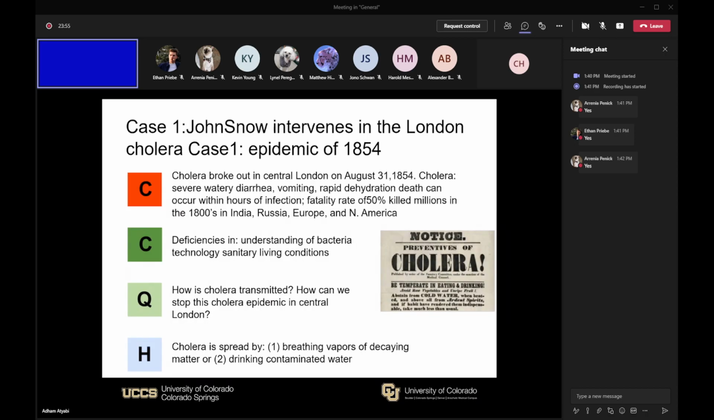Now let's take a look at this case. The outbreak started on the evening of August 31, 1854. John Snow had investigated some previous epidemics, so he suspected that the water from a community pump well at Broad and Cambridge Street was contaminated.